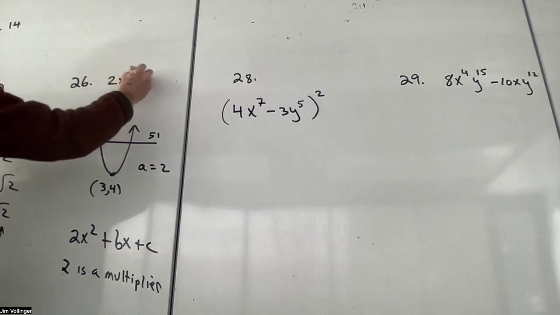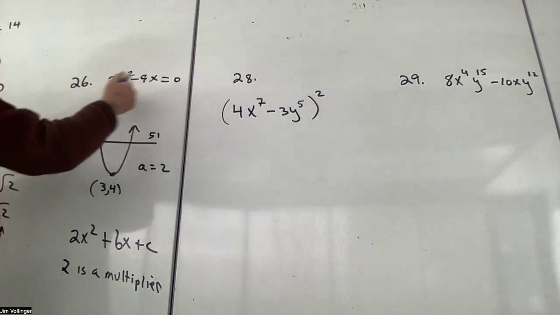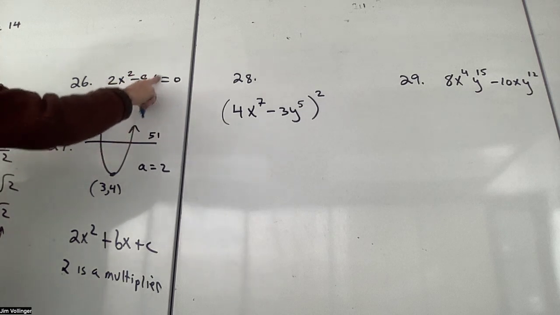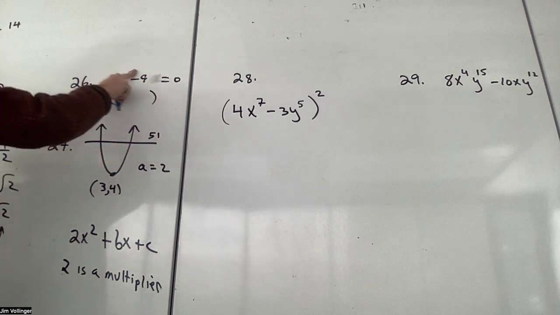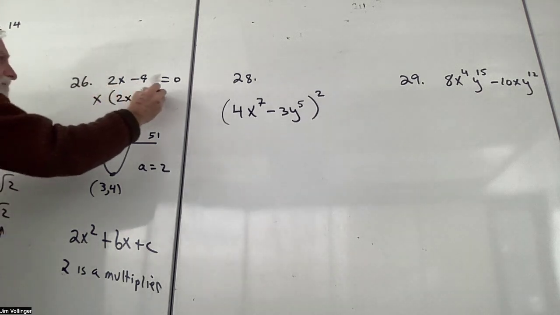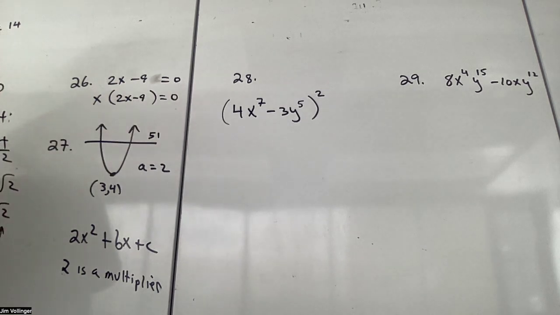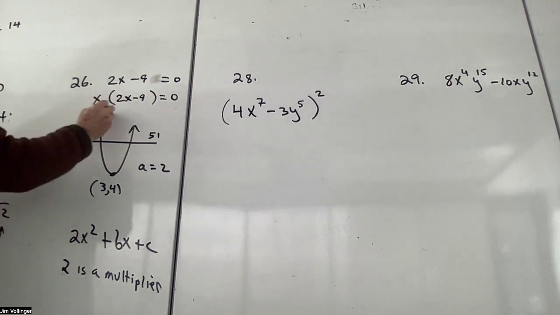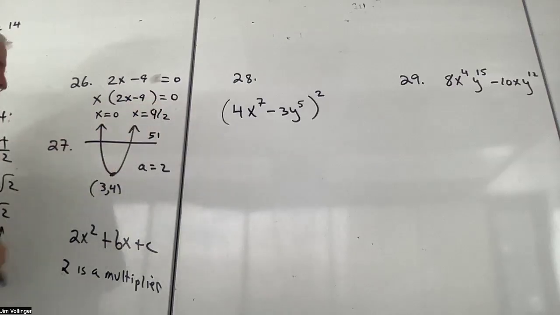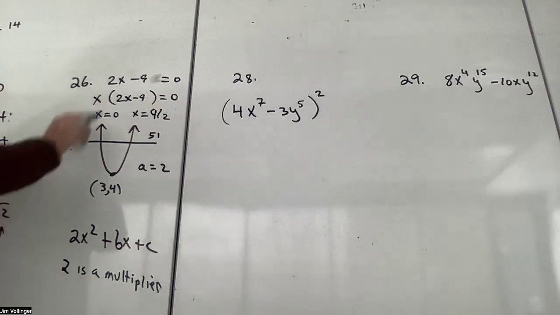So 2x squared minus 9x equals 0. Take out what's common. X, and if you take out what's common, take 1x out, take 1x out, you got 2x minus 9. And I hope you can see two numbers that work from that perspective. All right.